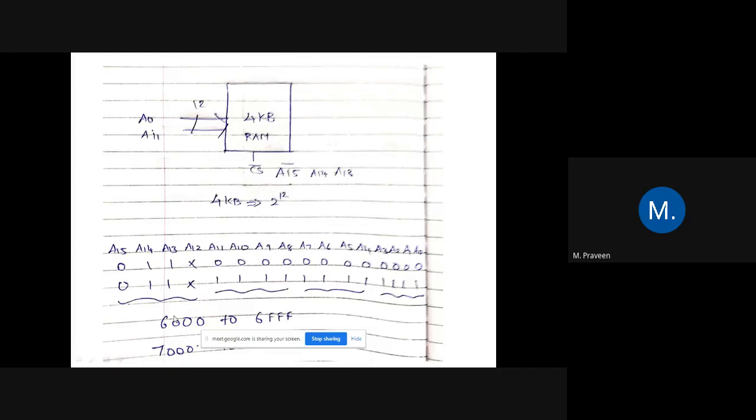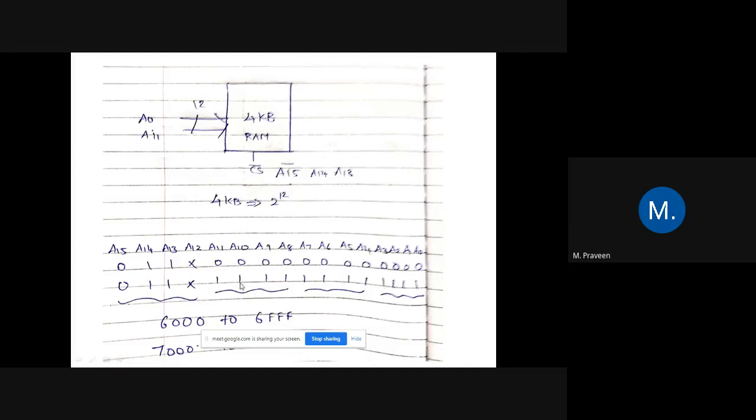Now we have to group all four pins, A12 to A15. Here X is don't care. If you take the X value as 0, it may be either 0 or 1. If it is 0, then it will become 0110, and 0110 means 6. Then here it is four zeros. First we look at the starting address: 0110 means 6, then 0000 means 0, 0000 means 0, 0000 means 0. Therefore, the starting address is 6000.